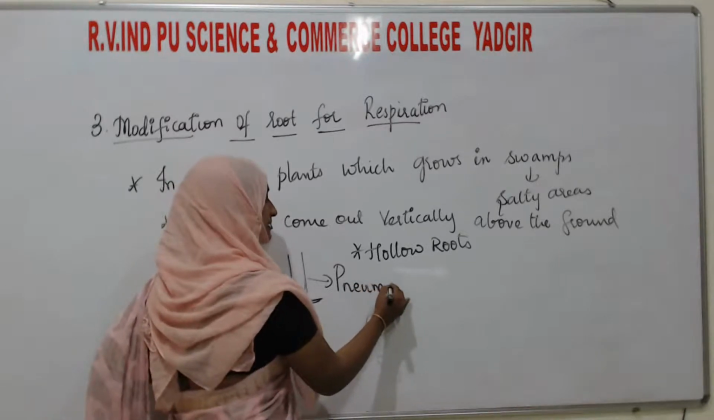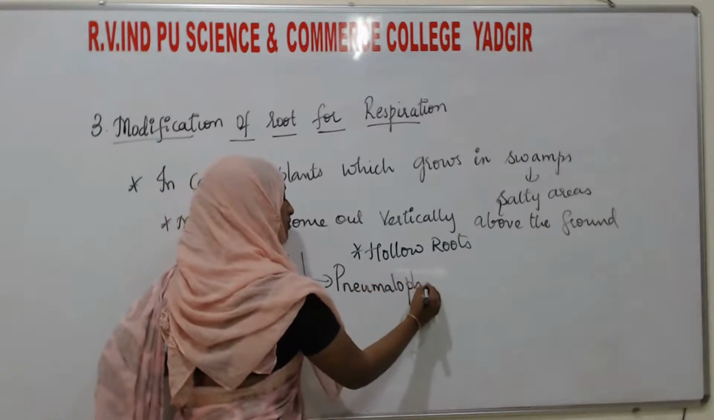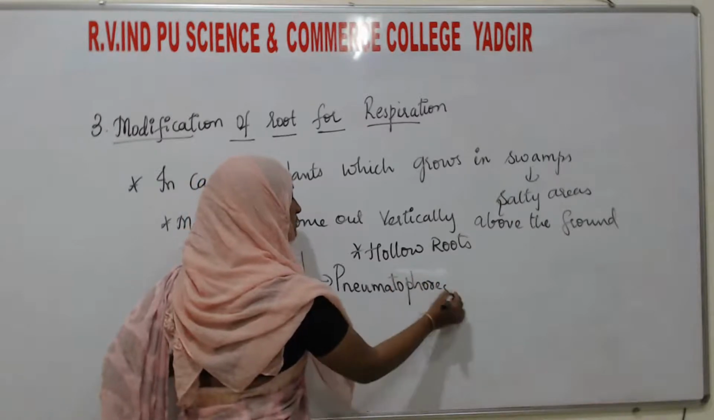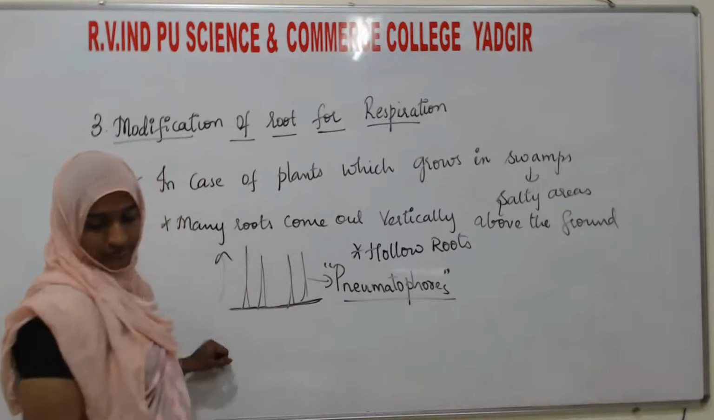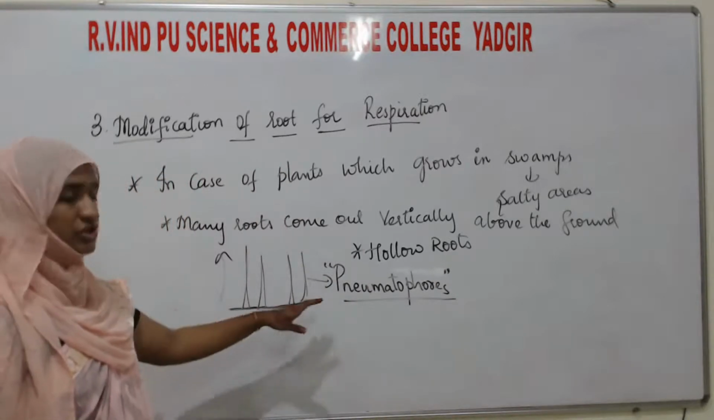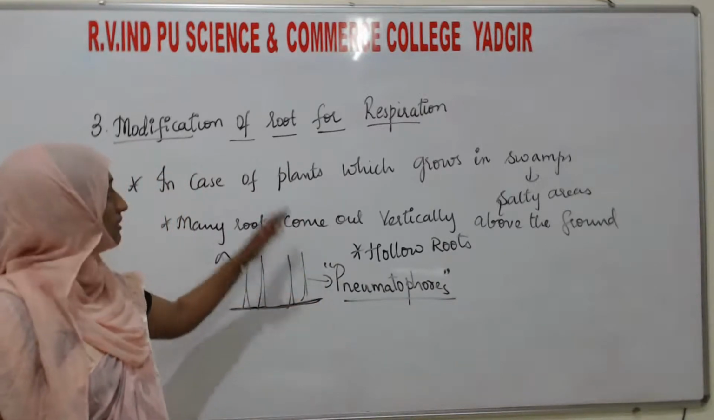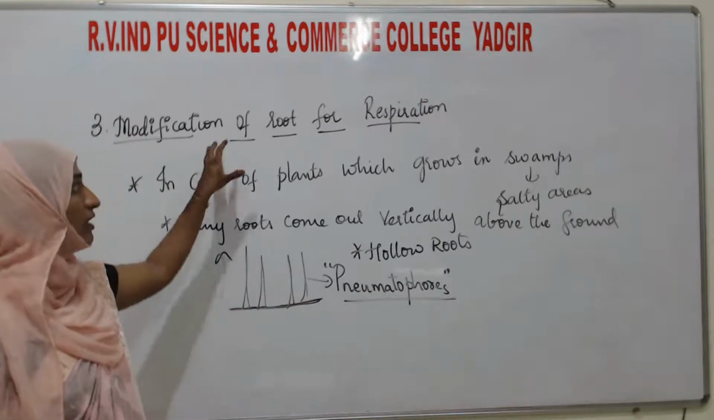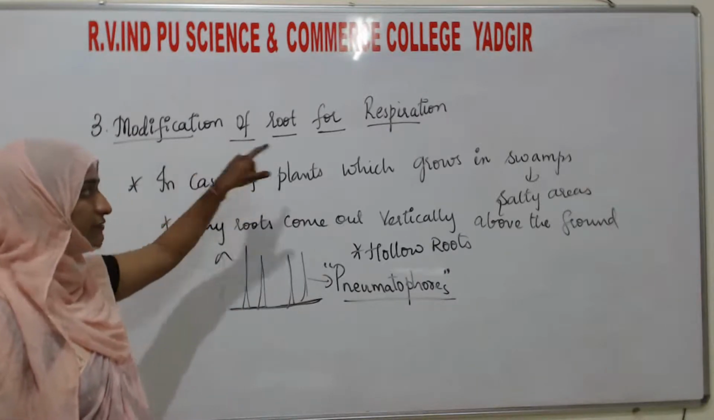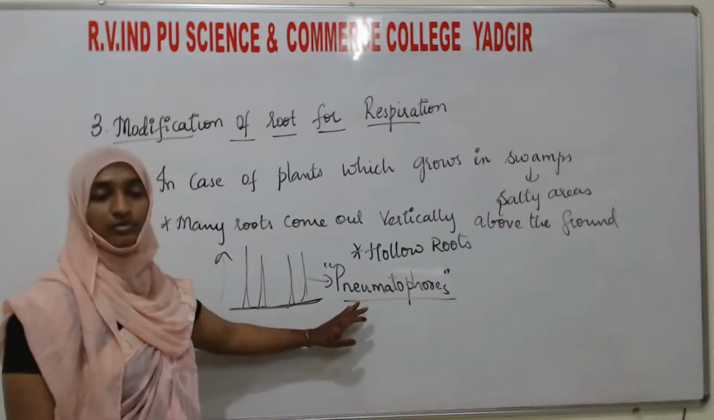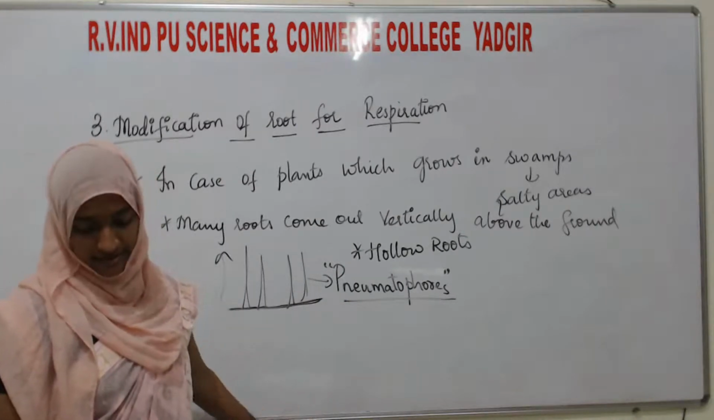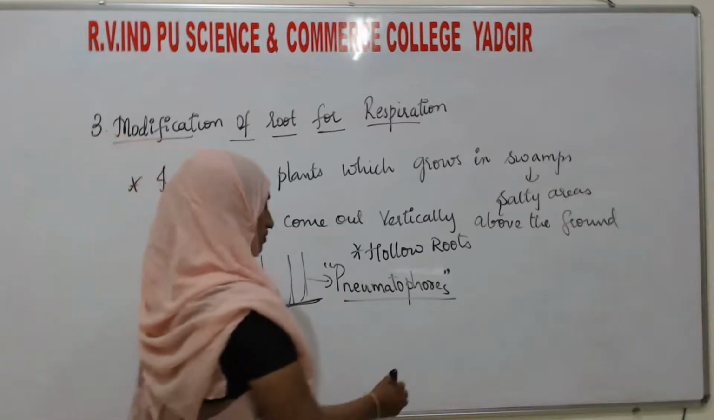What is it known as? It is known as the pneumatophores. These roots are known as the pneumatophores. So, what is the function? This root is modified for what? Respiration. These pneumatophores facilitate the exchange of gases in the roots.